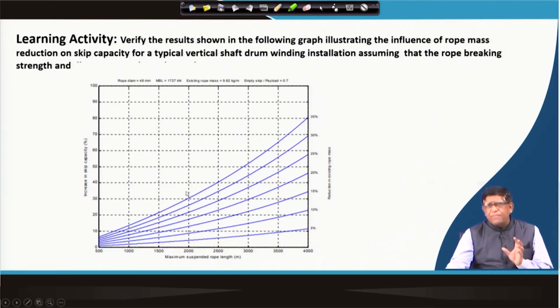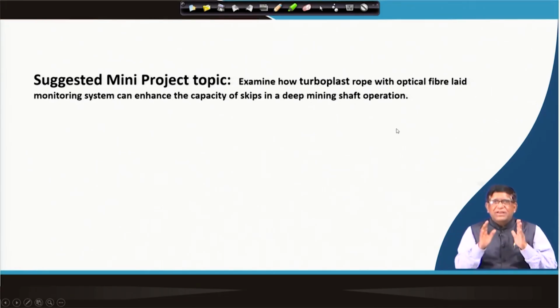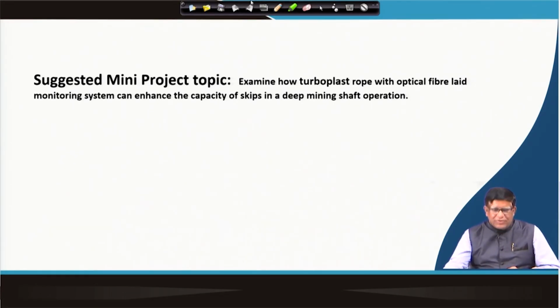So, this type of graph you can develop from the basic equations, and that will give you a good idea. What you can do is take a mini project to examine how a turboplast rope with an optical fiber LED monitoring system can enhance the capacity of skips in deep mining shaft operations. Here I have given 2-3 things together. What is there exactly? Optical fiber laid rope.